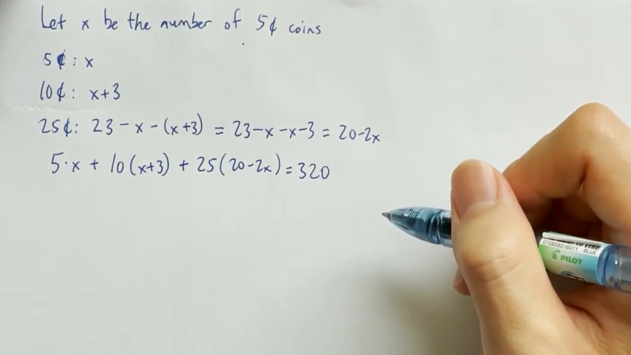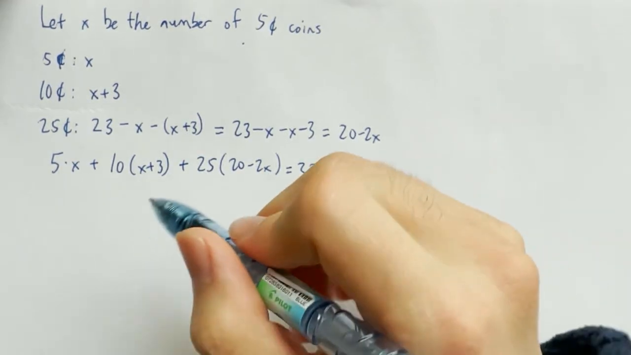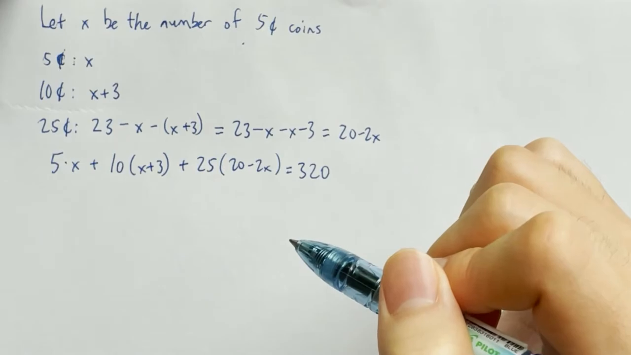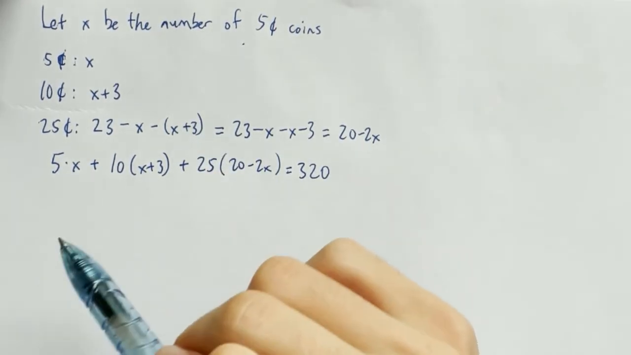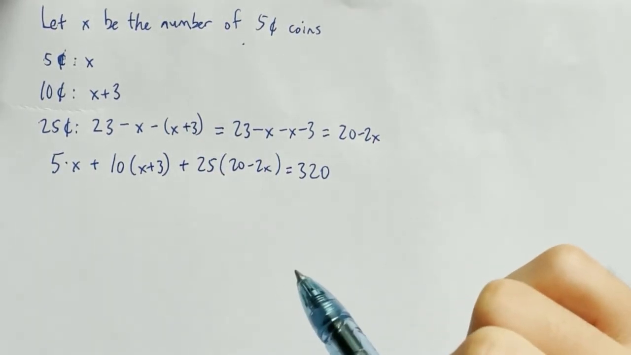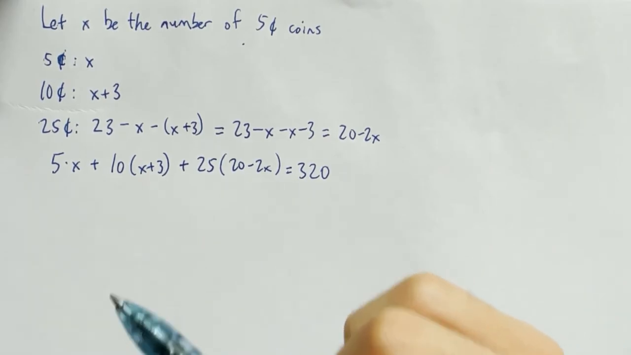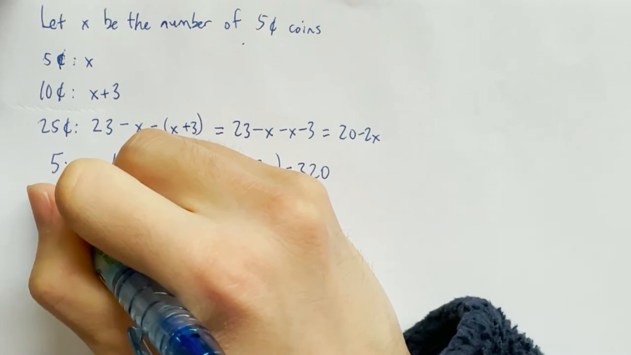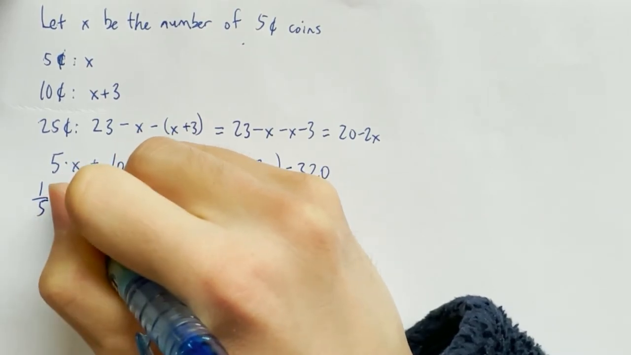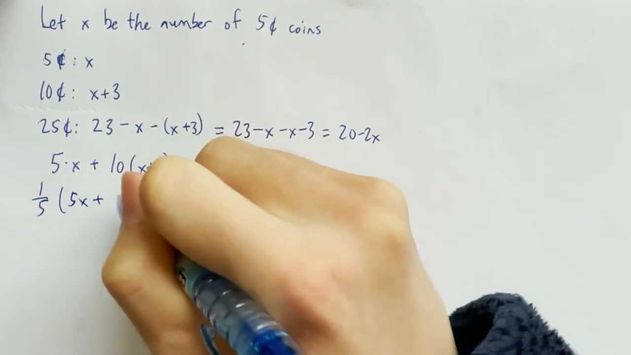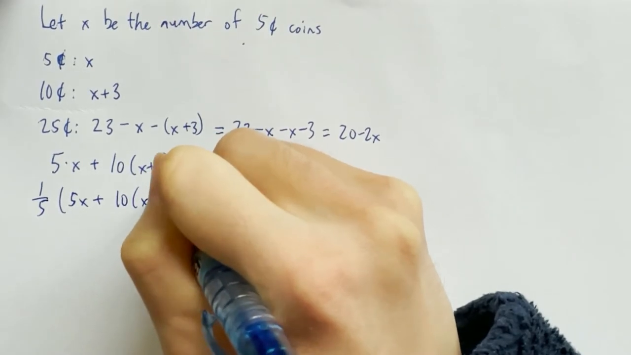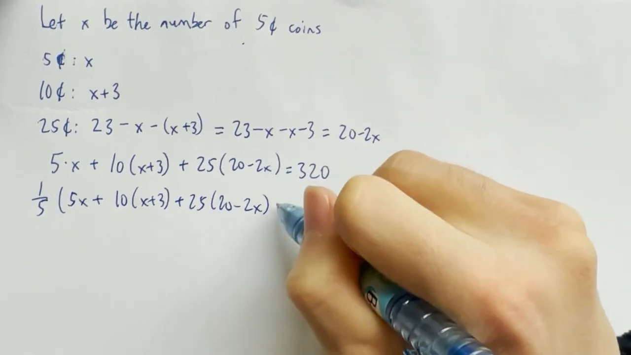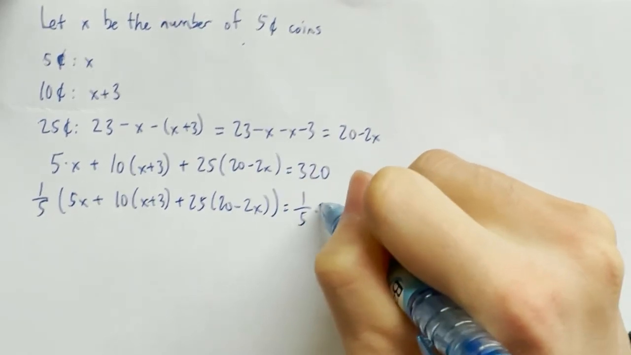To solve this, we might be thinking, well, we can first just expand the two terms that we have with brackets. However, we notice that we have a factor of 5 on both sides. And when possible, we should always try to reduce so that we can be working with smaller numbers. So my first step here, I will multiply both sides by 1/5. So I have 1/5 of 5x plus 10 times x plus 3 plus 25 times 20 minus 2x equals 1/5 times 320.